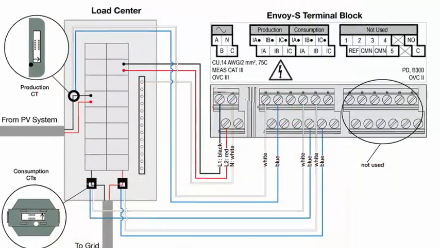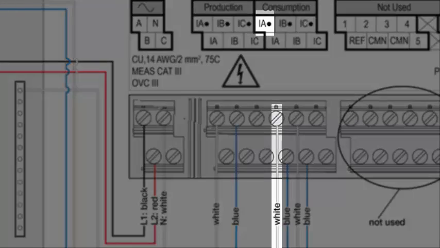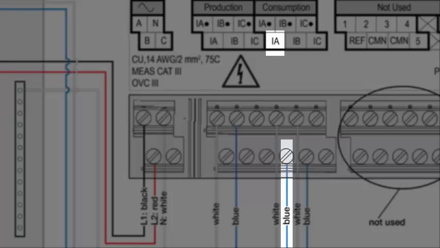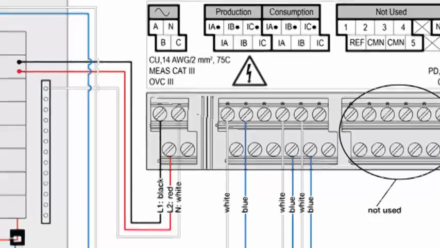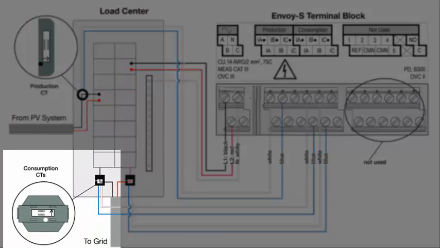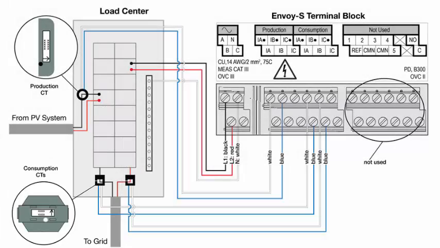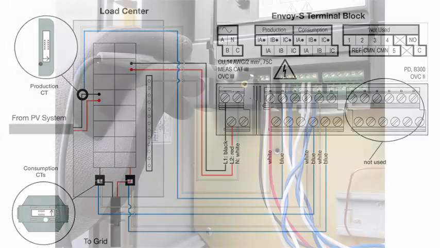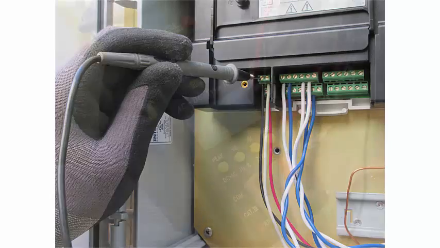For the marked CT wires, connect the white wire to the line 1 IA dot terminal and the blue wire to the line 1 IA terminal. Note that the line 1 Consumption CT installed on terminal IA must be attached to the same line as the power terminal A of the Envoy S. This can be verified with a voltmeter.